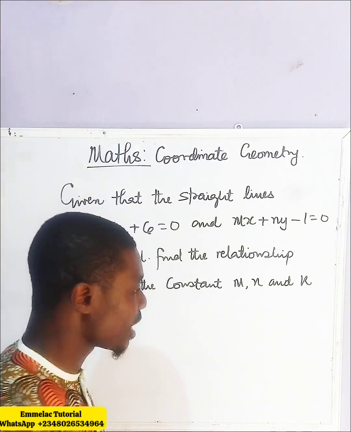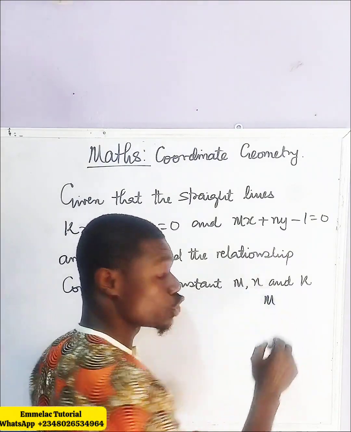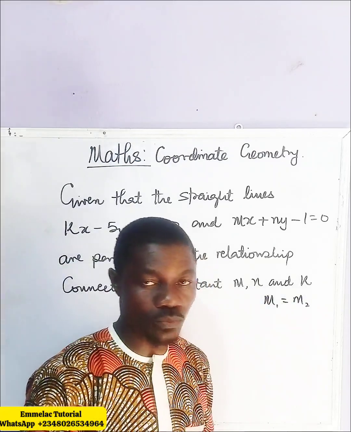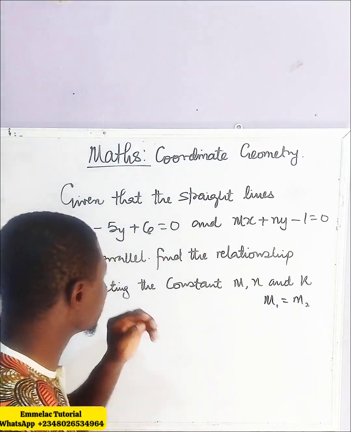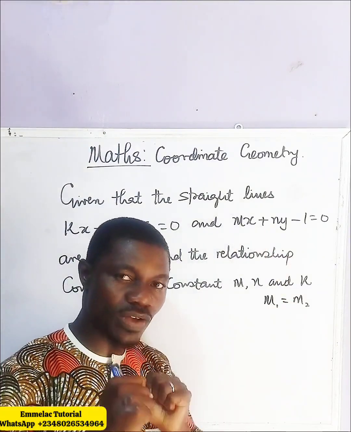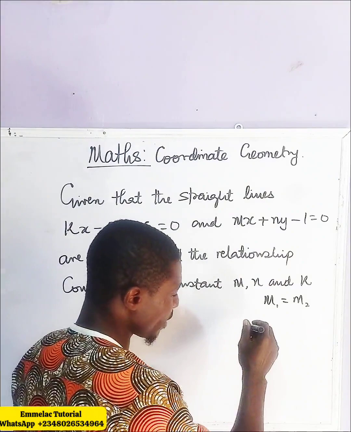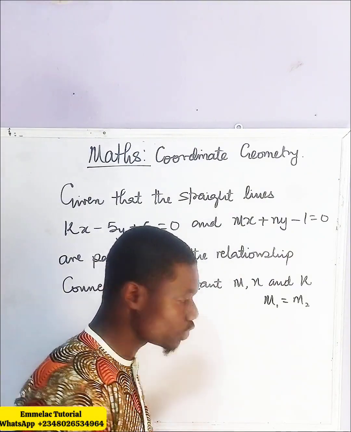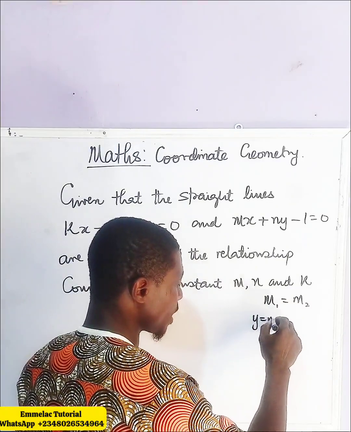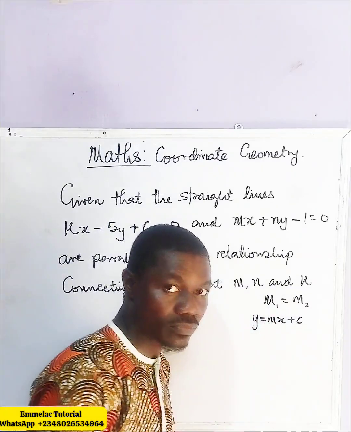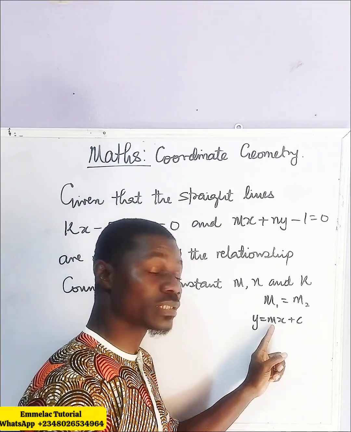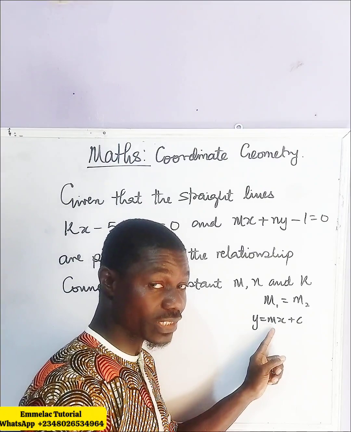For parallel lines, it means that their slope 1 must be equal to slope 2. First, what we don't need to do is find the slope of the individual lines. However, the question now is, how do we generate the slope for the two? Let us recall the equation of a straight line given as y equals mx plus c, where y is plotted against x. Now m is our slope or the gradient, as the case may be.